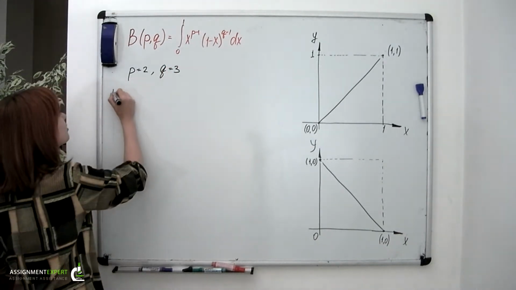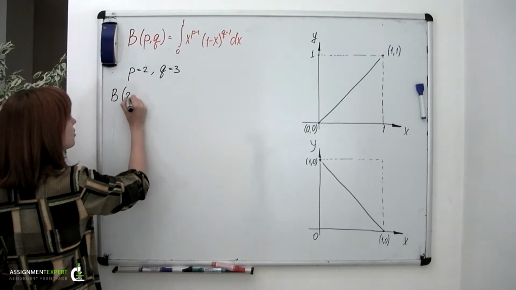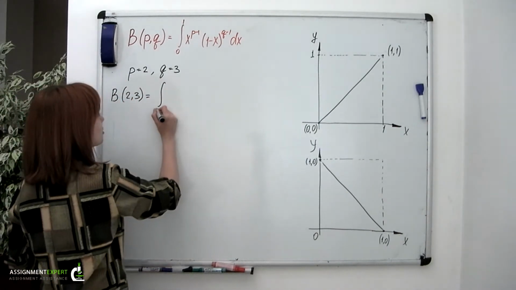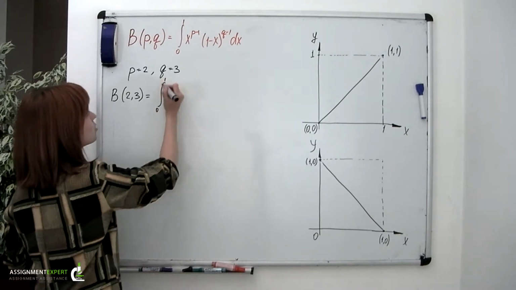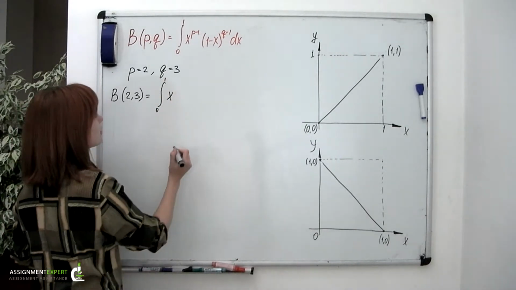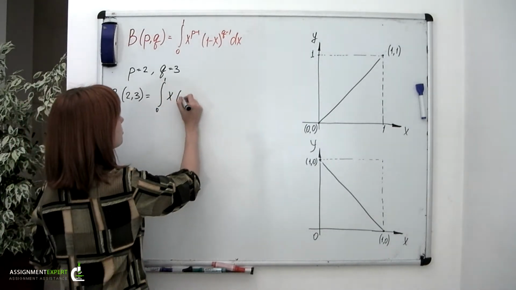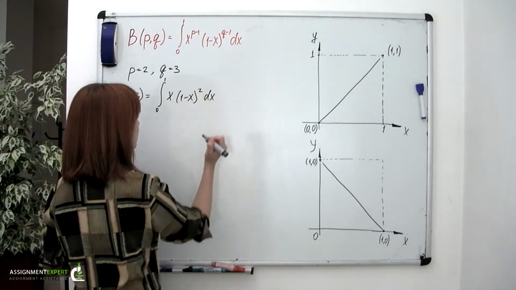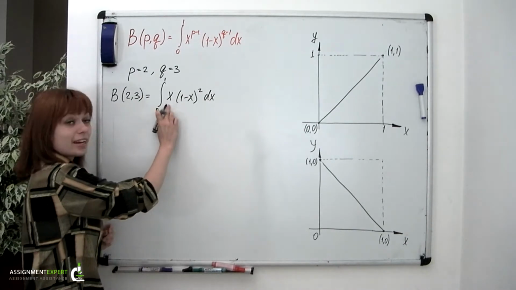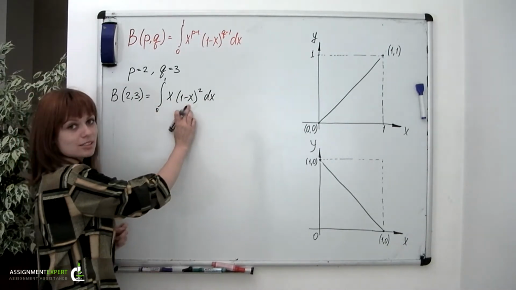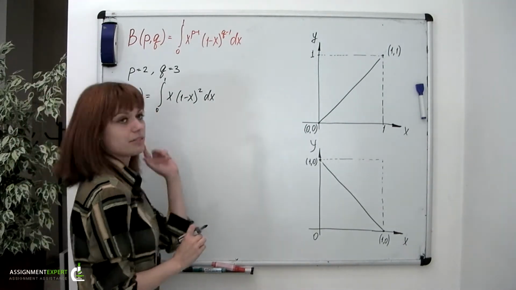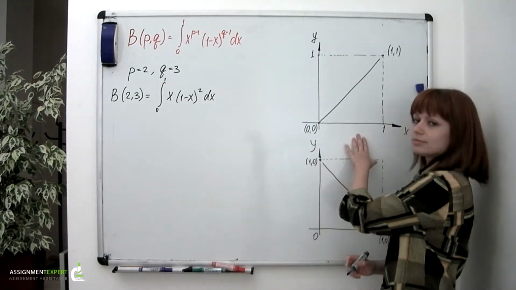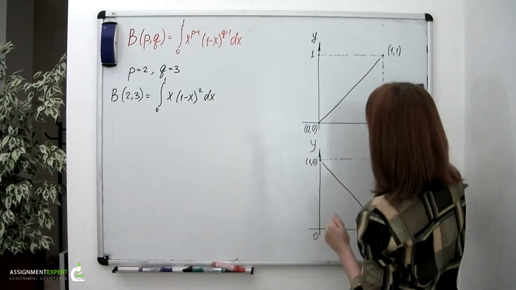This way we'll have beta function of 2 and 3, which is equal to the integral from 0 to 1 of x multiplied by (1 minus x) squared dx. So we have a straight line multiplied by a parabola under the integral. Let's graph these two curves. A straight line is already here. Now we need to graph a parabola.